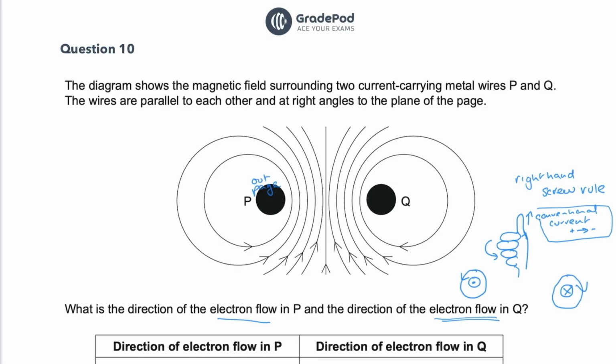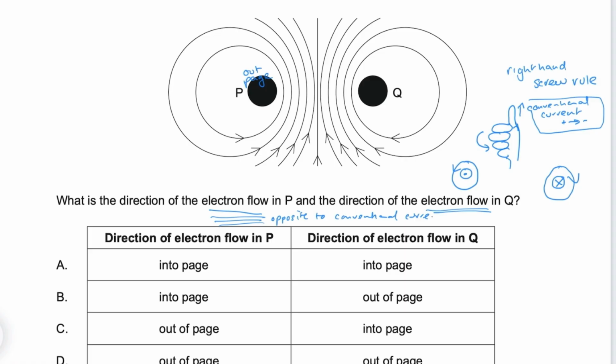But we're not looking at conventional current. We're looking at direction of electron flow, which is opposite to conventional current. So even though our thumb is pointing out of the page, the direction of electron flow is into the page, so we've got to have either A or B.